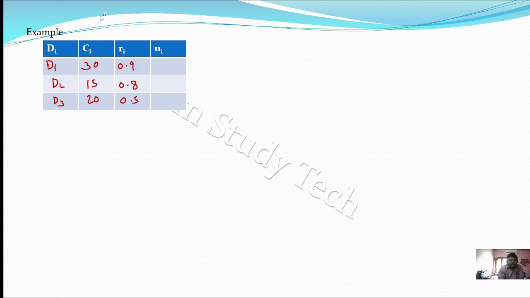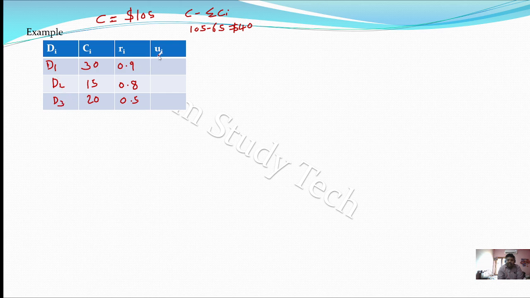Now here C is equal to a total of $105. If you want to build a system, you purchase D1, D2, D3. Then what is the remaining amount? It is C minus the summation of Ci. That summation of Ci is 30 plus 15 plus 20, that is 65. So 105 minus 65 is equal to 40. So the remaining $40 is there. With this $40, how many devices can you purchase of D1, D2 and D3?